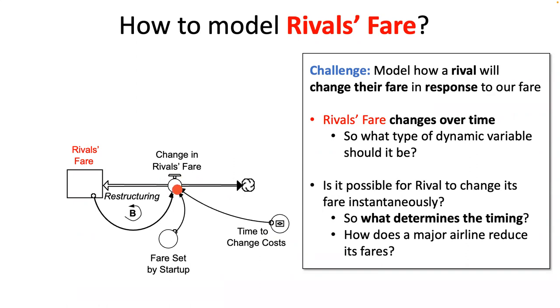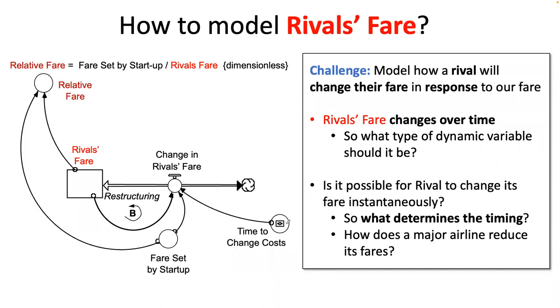And so the formula in here is basically the rival's fare minus the fare set by startup. It's like the tank gap: the target water level minus the water level, divided by the time to change costs. That's what the change in rival's fare is. It's just the toilet model all over again. It's a simple smoothing delay, where every time the fare changes, there is a smoothing delay in how the rival fare changes, and the time constant is the time to change costs. So we're seeing the same things over and over again.